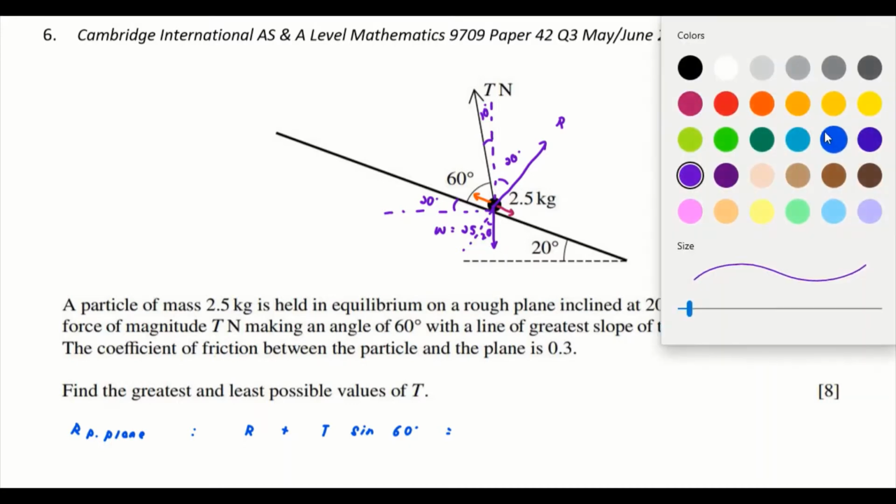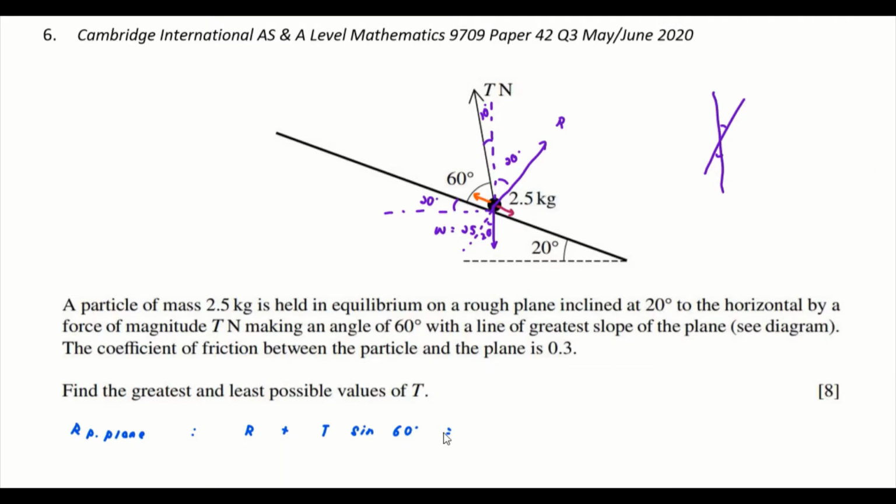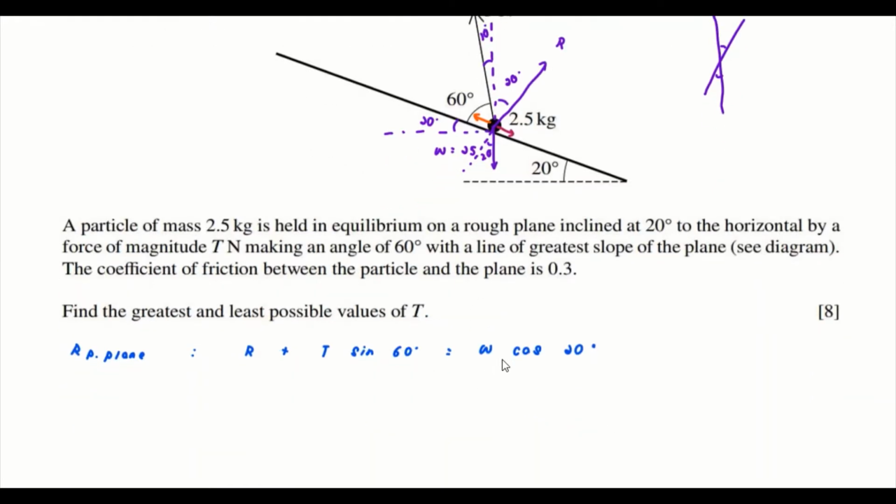Or we can write W first: W cos 20. Now we can substitute some values that we have, for example the 25 here. Other than that, I don't think we have any others. So we make R the subject: R is equal to 25 cos 20 minus 10T sin 60. Sorry, I keep mentioning the tension. Okay, so this is our first equation.